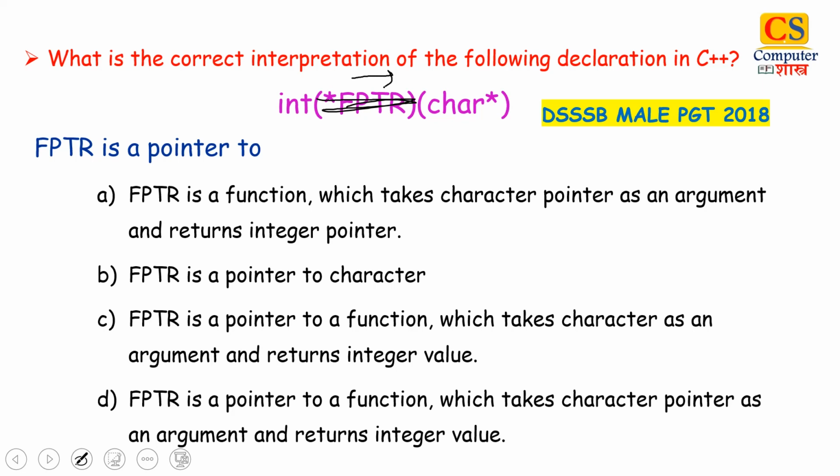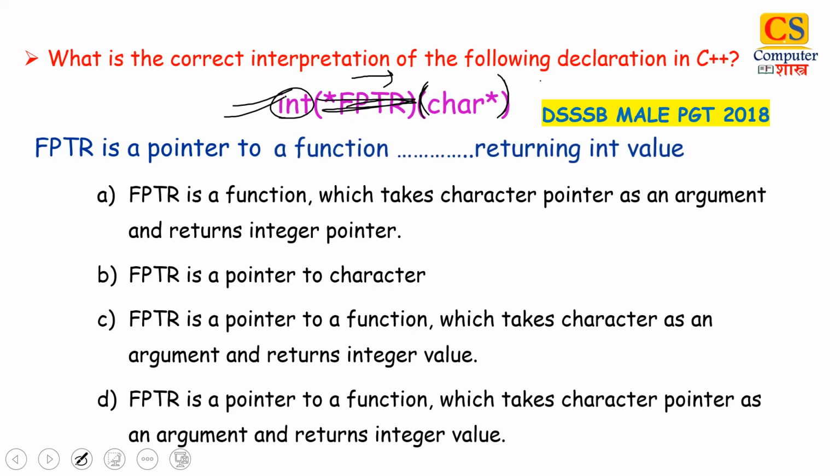On the right we have this function bracket. So we will write function returning. Now what will it return? This int, because after this function bracket we do not have anything, so we need to move towards the left direction. So it will be function returning integer value, right? So it will be like a function returning int value.